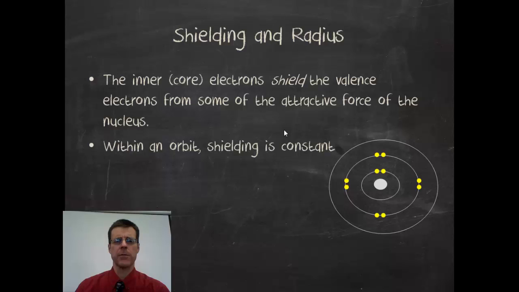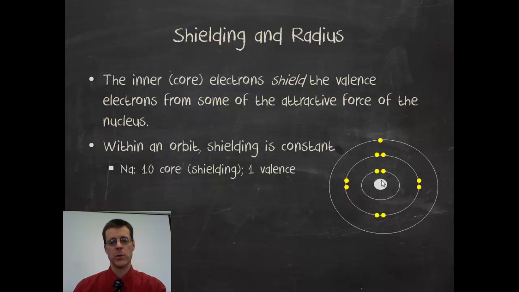So if I take, for example, an atom that has 3 orbits. Now, my third orbit here, my valence orbit, doesn't have any electrons in it yet, but they're coming. The 10 electrons that I have as my core electrons, those are going to stay the same as I start adding electrons. So let's start with sodium. Add 1 electron. So that 1 electron is shielded from the nucleus by 10 core electrons.